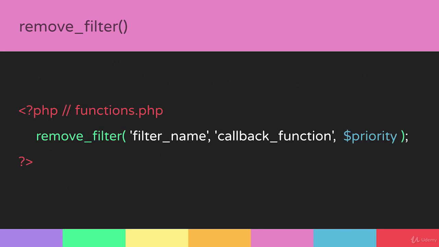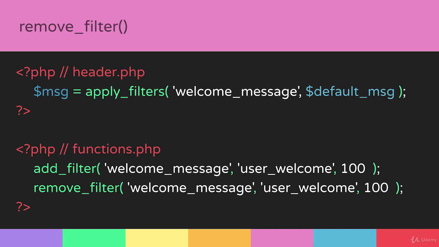The last function to look at here is remove filter. This works the same way as add filter in that we pass in the filter name, the callback function, and the priority specifying which one exactly it is. Remove filter in action would look something like this. We take the same line as add filter and change it to remove filter, making sure that the function callback name and the priority are all matching.